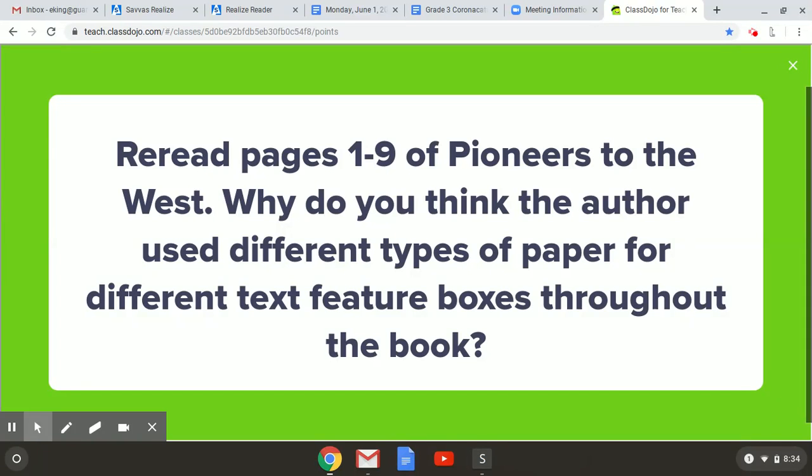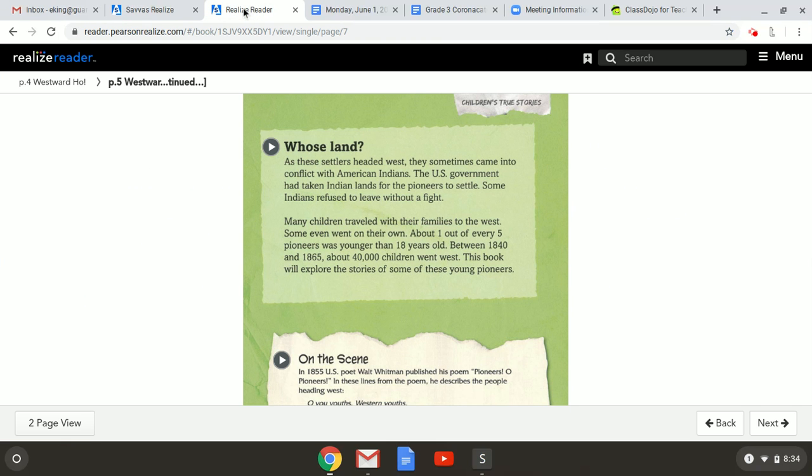Okay, so for our second video, we're going to keep reading. I want you guys to keep in mind our focus question is, why do you think the author used different types of paper for different text feature boxes throughout the book? So we'll go back, we'll look at some more types of paper that was used for different text features.